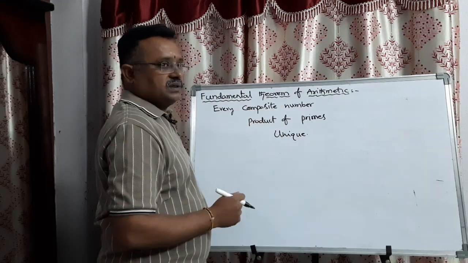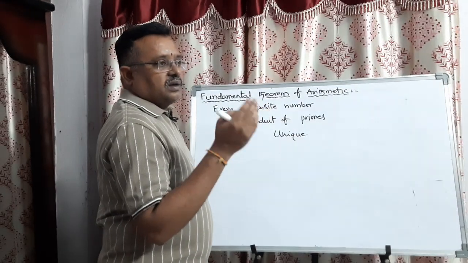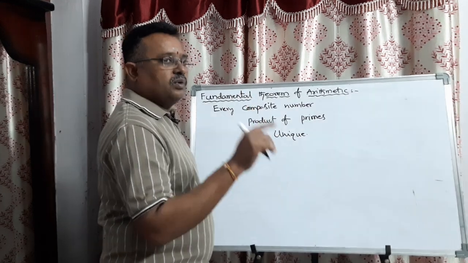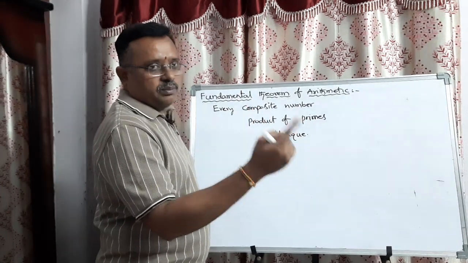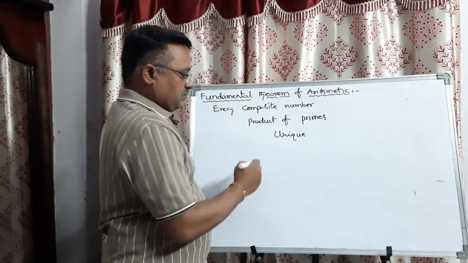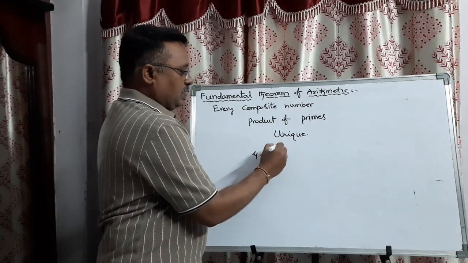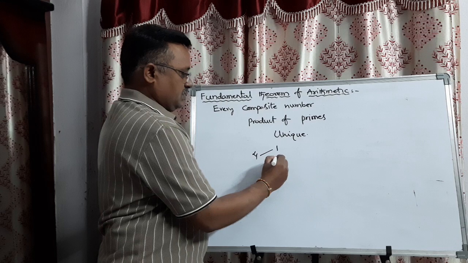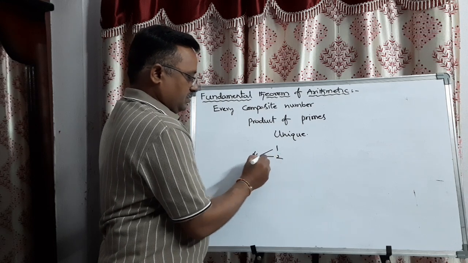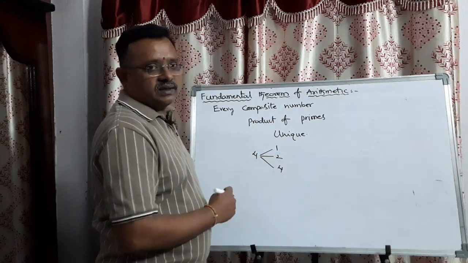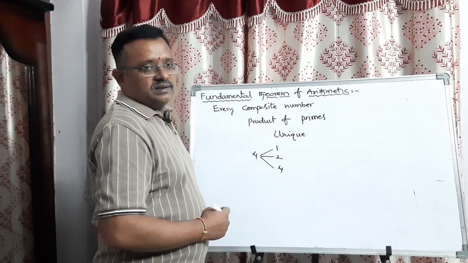Composite number means a number which is having more than two factors is called a composite number. Am I clear? For example, 4 is there. 4 is having 1 as the compulsory factor, 2 as a factor, and 4 as a compulsory factor.